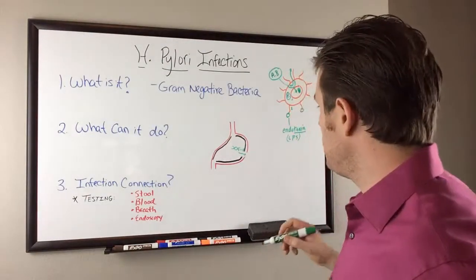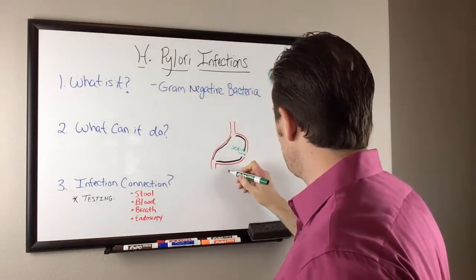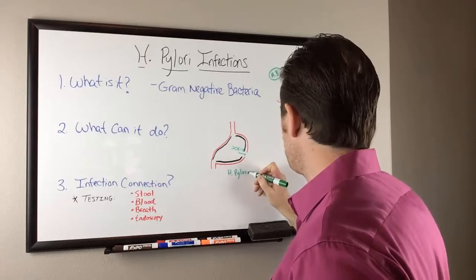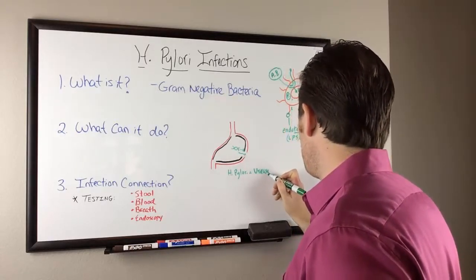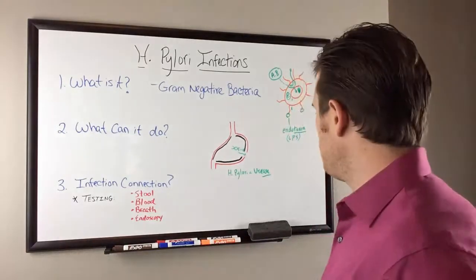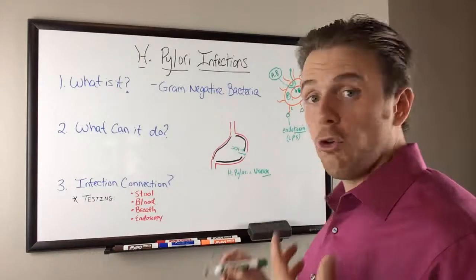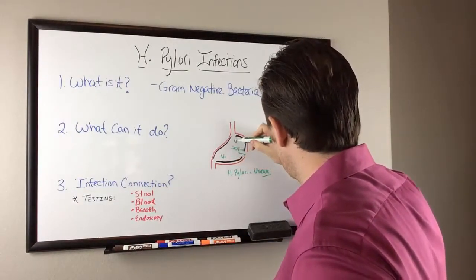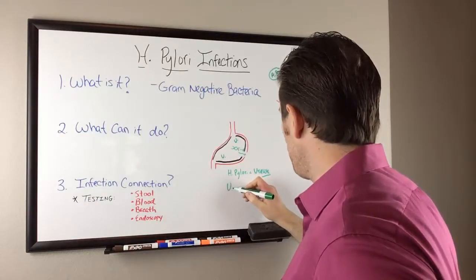What H. pylori also does is it takes urea in the gut. So H. pylori produces an enzyme called urease. Now you know it's an enzyme because it ends in ASE. That's just biochem right there. ASE means enzyme. Now we have urea in the gut. I'm going to just put some U's here. That's urea.